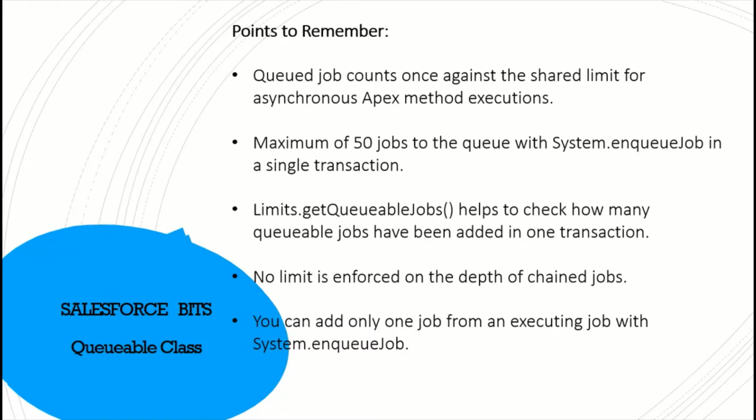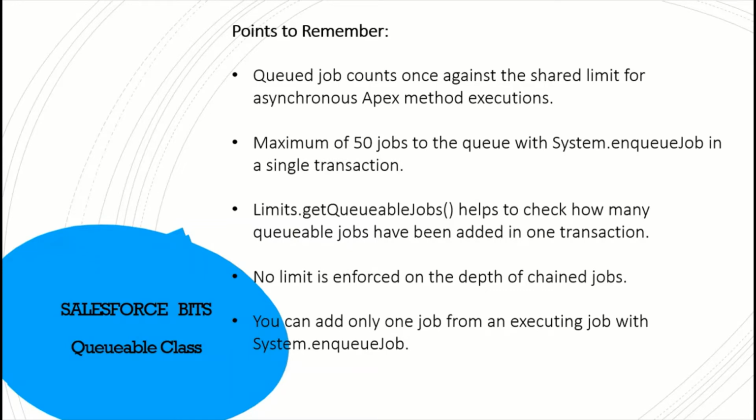As I said, there's no limit enforced on the depth of the chained jobs, so you can keep on adding a child job to the other. And you can only add one job from an executing job with System.enqueueJob. Using System.enqueueJob, you can enqueue only one job. In that job, you can have another child job to be queued. You can plan your Apex method in such a way that it can be a recursive child, based on your need.